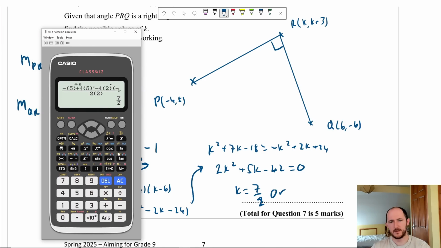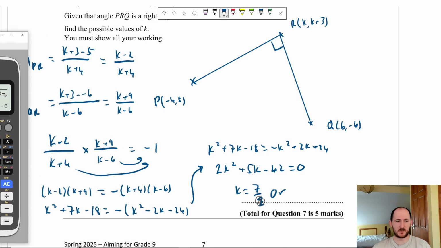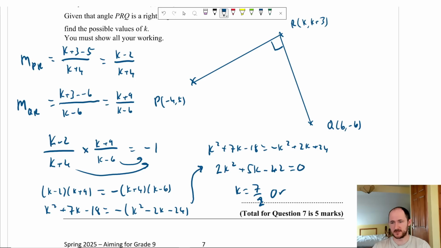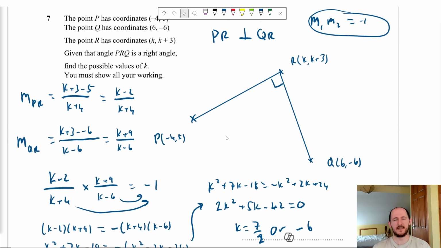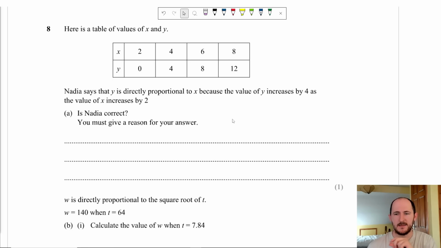Or, and if you notice in the question it does say find the possible values, plural, minus 6. This is because it could be positive, it could be negative, it doesn't really make a difference. And there's the 5 marks. It's not that long really, but honestly that is a bit tricky in terms of the problem solving for that question.